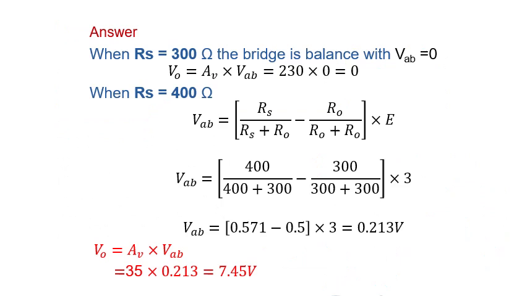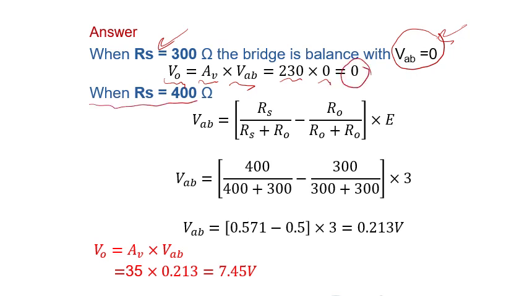In the answer to this question, RS is equal to 300 and VAB equals 0. That's because the bridge is balanced. Why is the bridge balanced? Because all the resistors are equal. So VAB equals 0. From there, we can calculate the output voltage as V out equal to the gain times VAB, which is 35 times 0, equal to 0 volt.